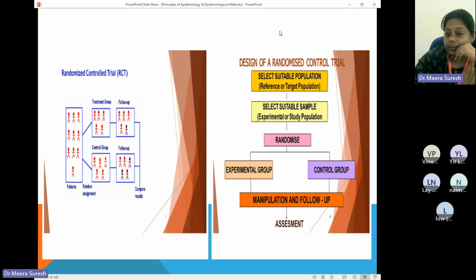So here you randomly decide which people will go to the experimental group and which people will go to the control group. No partiality to be done. And then you manipulate. Manipulate means you can change the dose, increase or decrease, however, and do the follow-up, and finally assess and compare the results between the two groups.